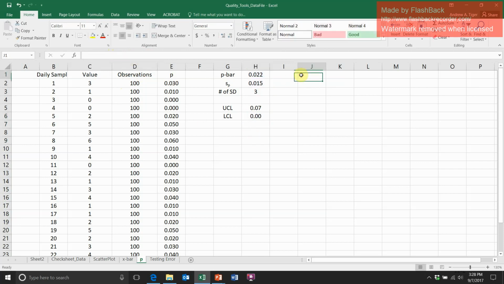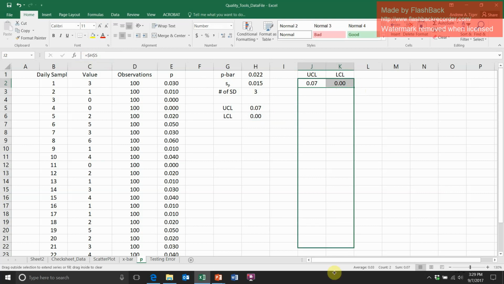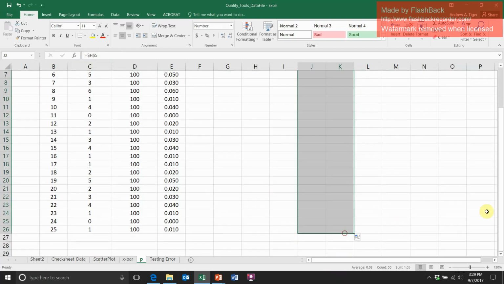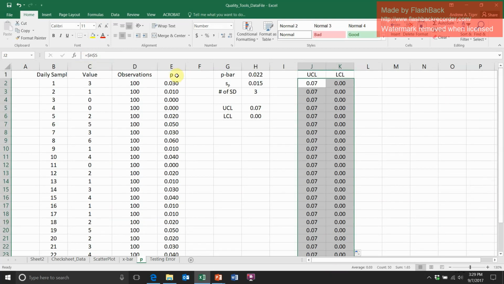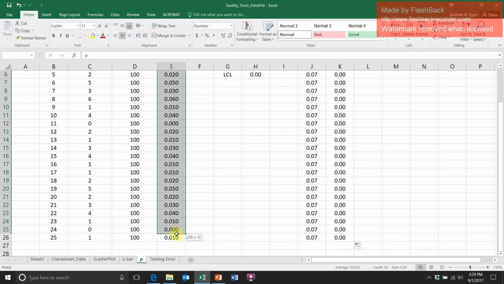Okay, so these are my upper control limit and my lower control limit. I'm going to put some dollar signs around it because I'm going to copy it down. Now I can plot my p-chart. There's my proportion defective.